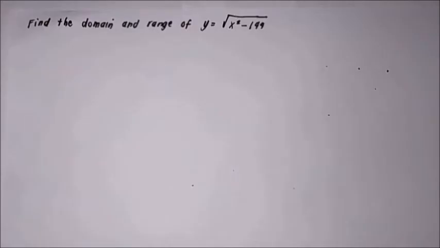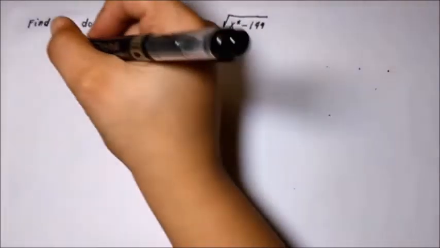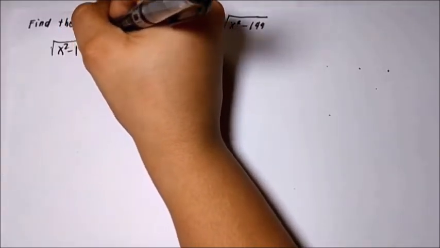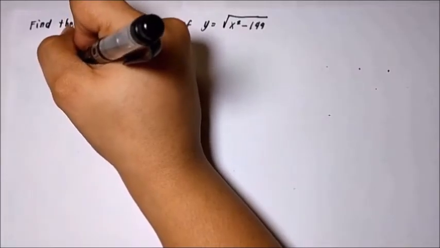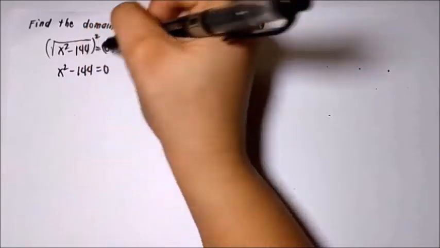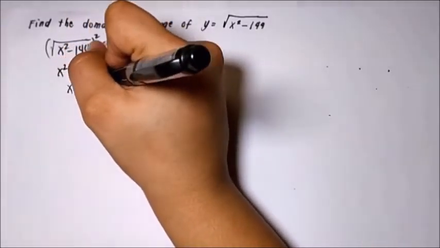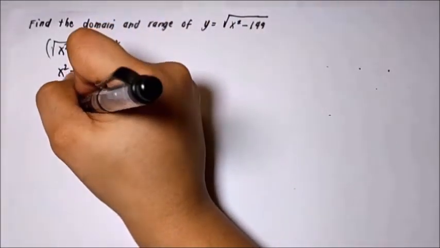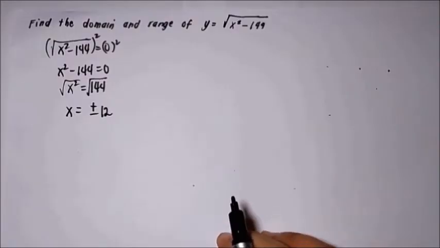Find the domain and range of y equals the square root of x squared minus 144. So again, let's get the zeros of this polynomial. The square root of x squared minus 144 equals 0. And then after that, square both sides. We'll be having x squared minus 144 equals 0. So transpose negative 144, we have x squared equals 144. And then get the square root of both sides. So the values of x now would be positive and negative 12.